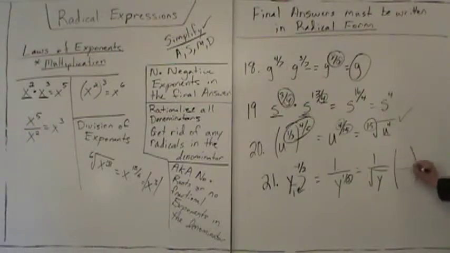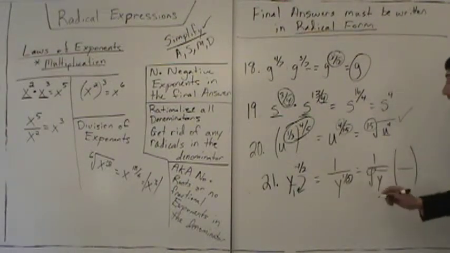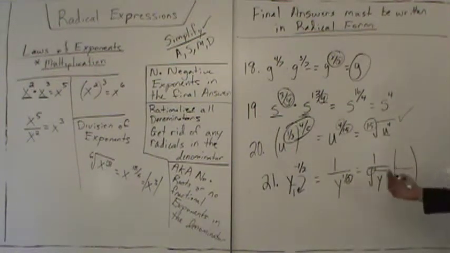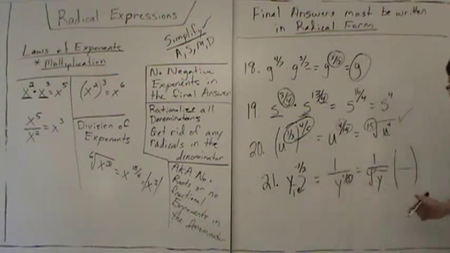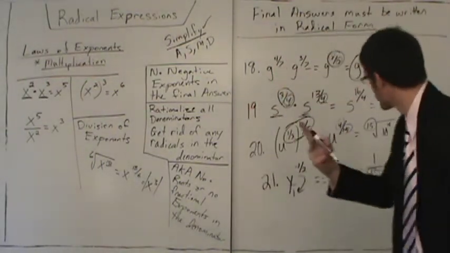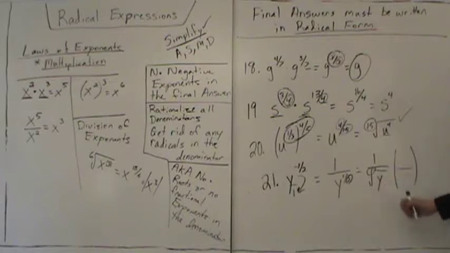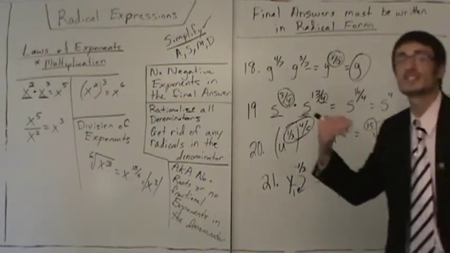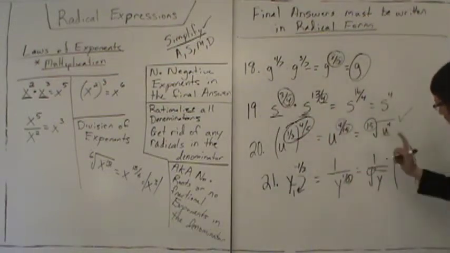Reminding you, we have an index of 2, and we would like to take out a group. So what we're going to do to get this radical out is create a group that can come out. Since the index is 2, how many y's do we need total? We need 2. But how many y's do we have? We only have 1. So how many more y's do we need to create a group of 2? We only need 1 more.